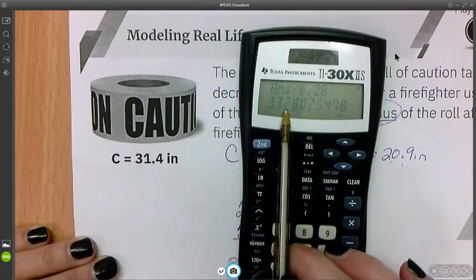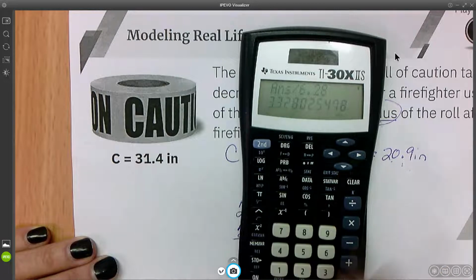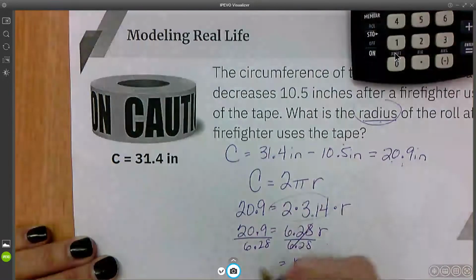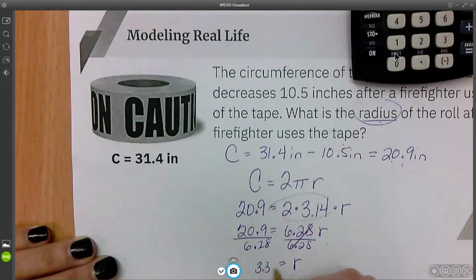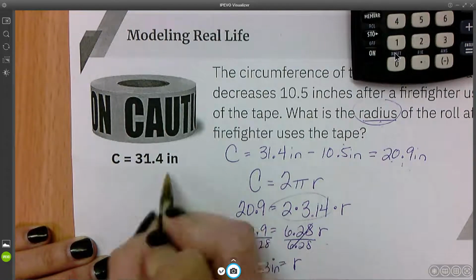And I'm going to use that 2 to round this 3. And since this 2 is below 4, this 3 remains the same. So I'm going to say that my radius is 3.3. And I'm going to include my inches that were given to me.